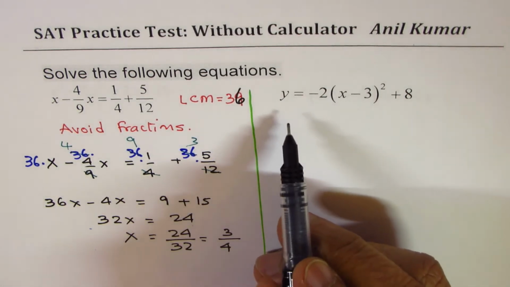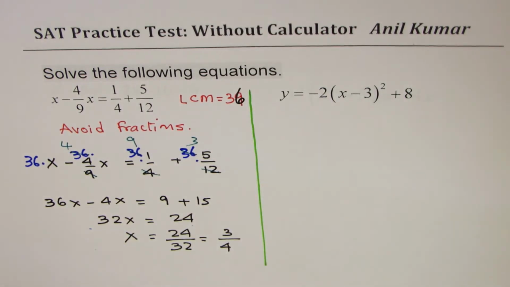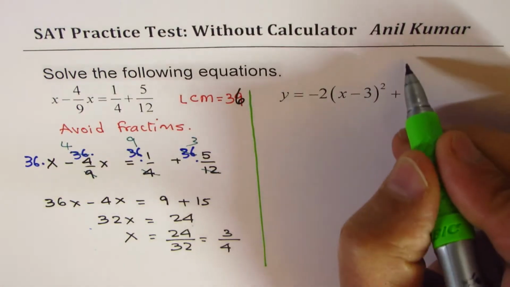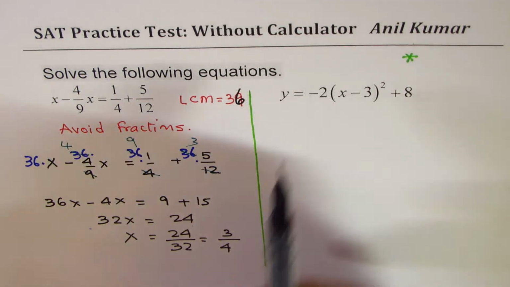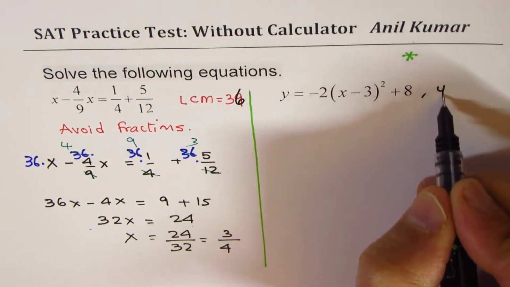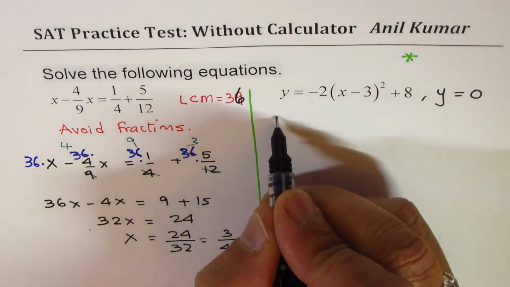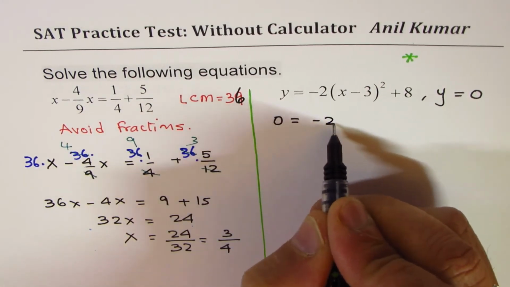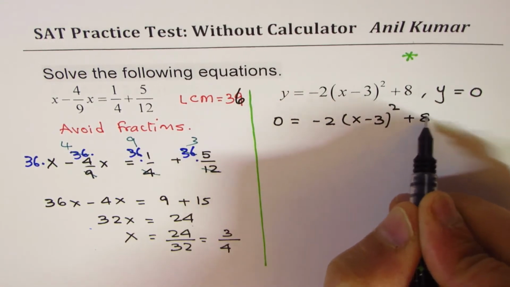Now here is the next question. y equals minus 2 times (x minus 3) whole squared. I'll put a star here. You should actually understand how to solve such a quadratic equation. Now the method is, solving really means we have to find for what value you get y equals 0. This is the first step. So equate 0 for y and then solve for x. You can write this like this.